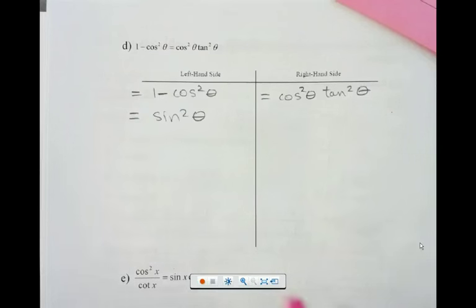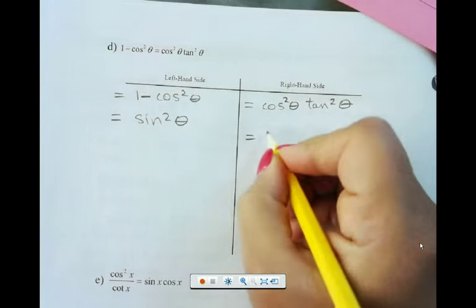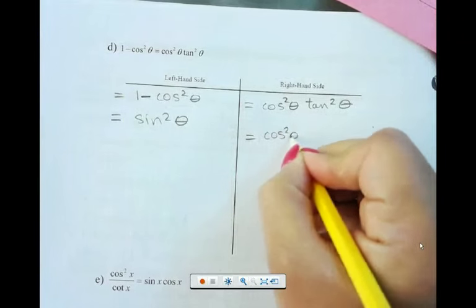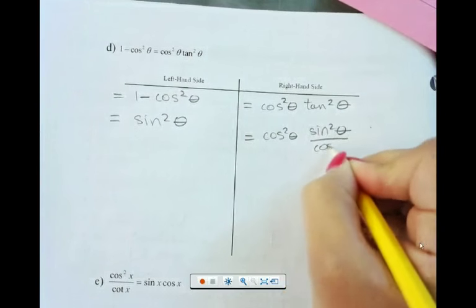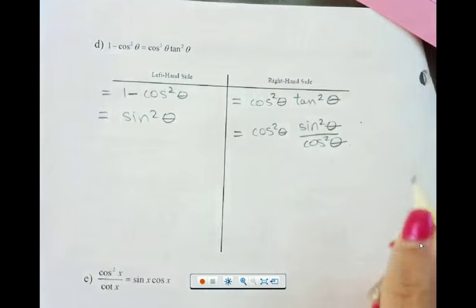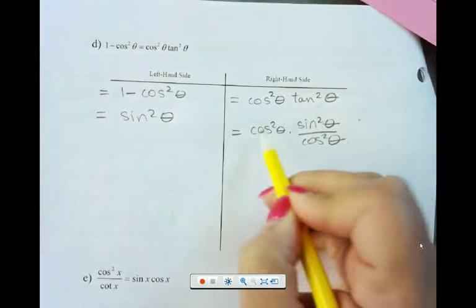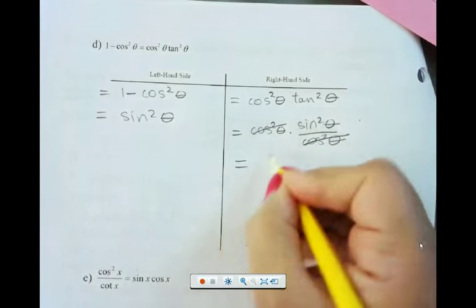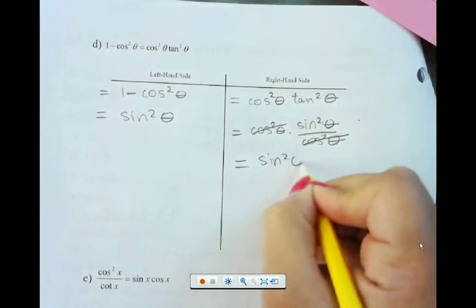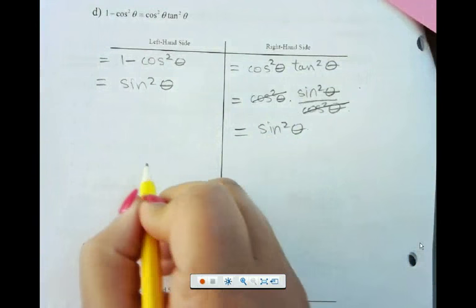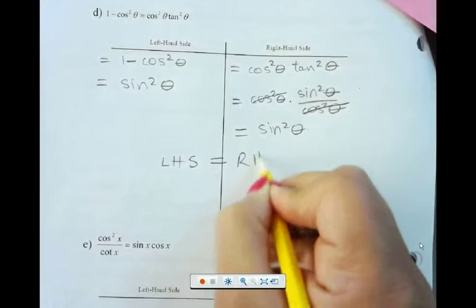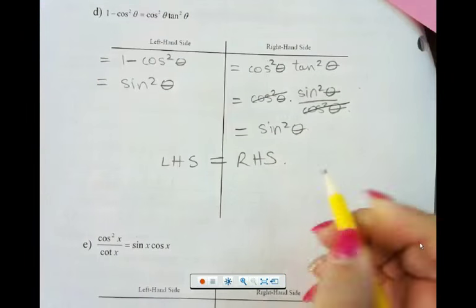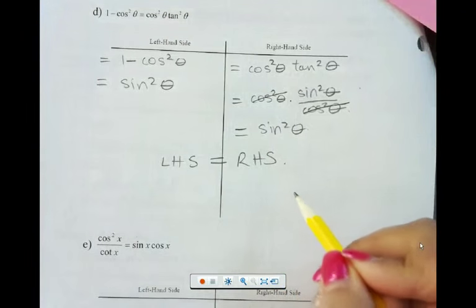I'm going to pause on this left-hand side and see what I could do on the right-hand side. So this, I'm going to rewrite the tan theta as sine squared theta over cos squared theta. What do you notice? Oh man, that's brilliant. Done. Okay, so that's a nice, simple one to get our feet wet with. Now we need to finish this off with this last statement: left-hand side equals right-hand side. Make sure you have that final statement there.